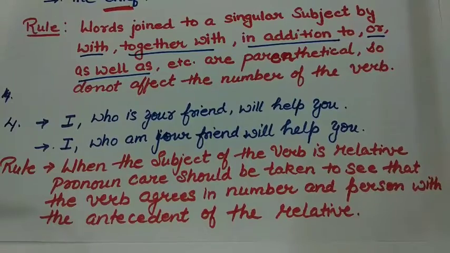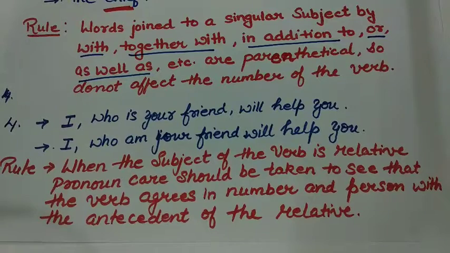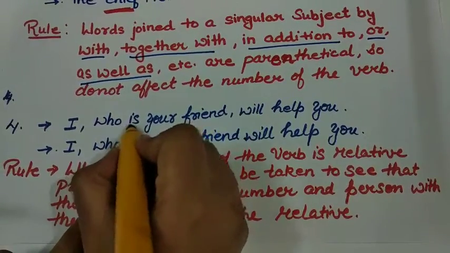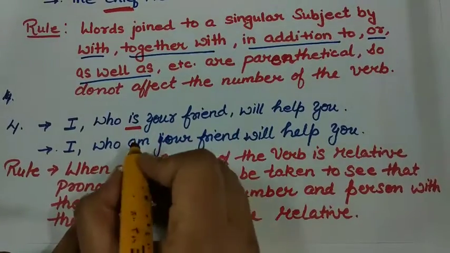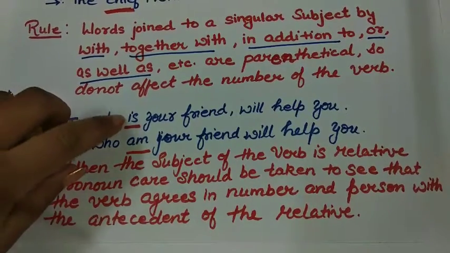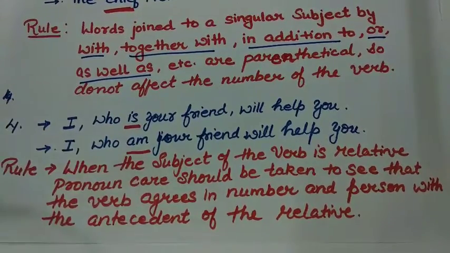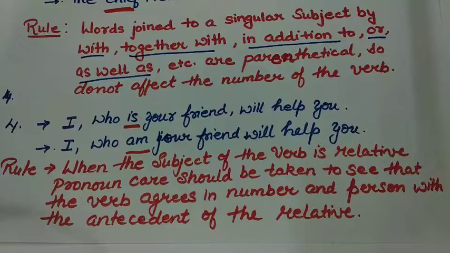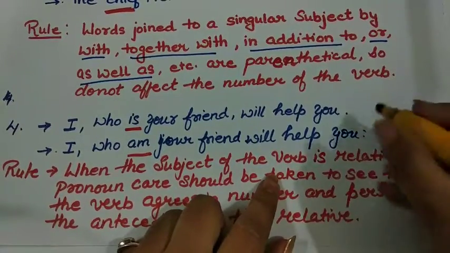Let us move on to the next one. And the next sentence is I, who is your friend, will help you. And I have written the same sentence using I, who am your friend, will help you. Here, the difference is that I have used is, and in the next sentence I have used am. Rest of the sentences are all the same, right? Only the difference is that here I have used is and here I have used am. So why? First of all, which one is correct? This second one is the correct one.